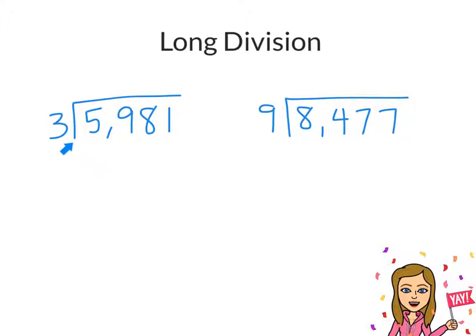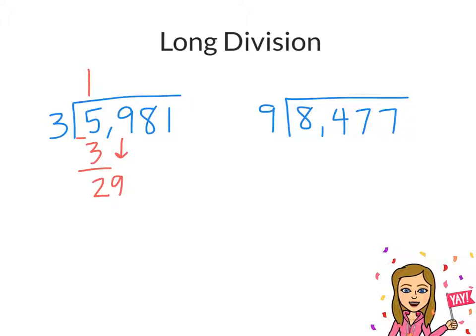5,981 divided by 3. This time it actually works out right away that 3 can go into 5, and it can go in 1 time, because if I did 2 times, it'd be overboard. So 3 times 1, this time I put a 1 there. 3 times 1 is 3. When I subtract, I get 2, and then I bring down the 9 that's been waiting since it wasn't used right away.